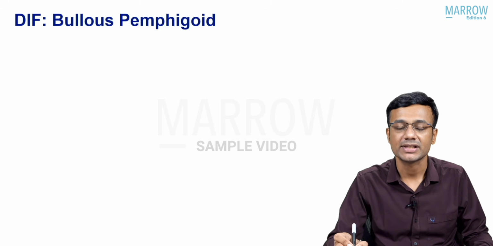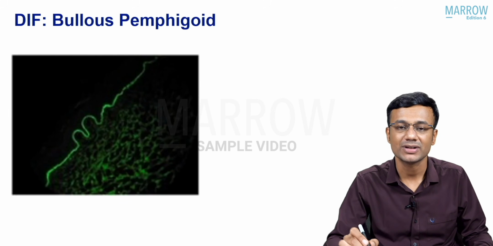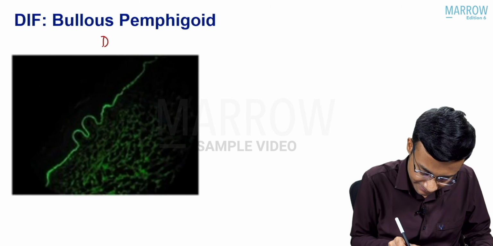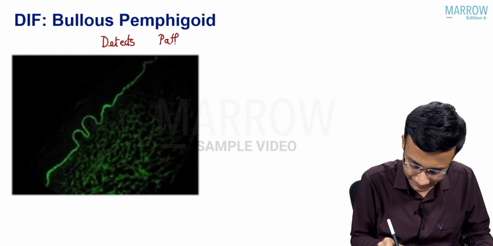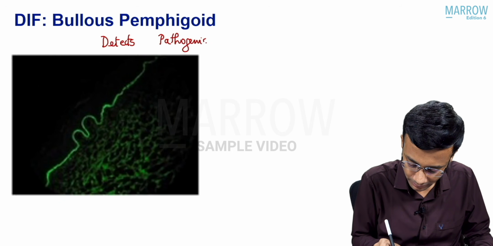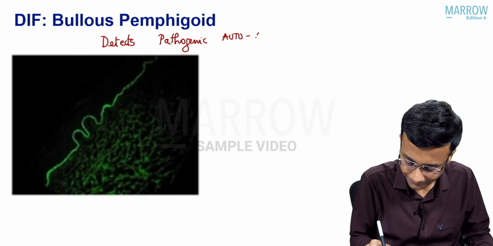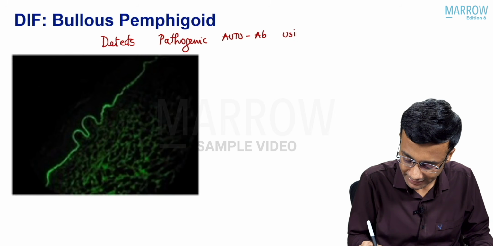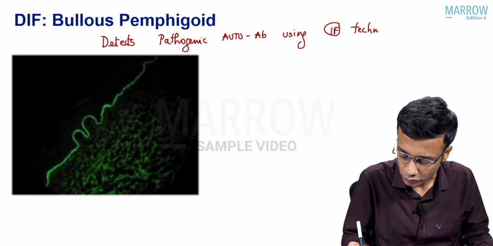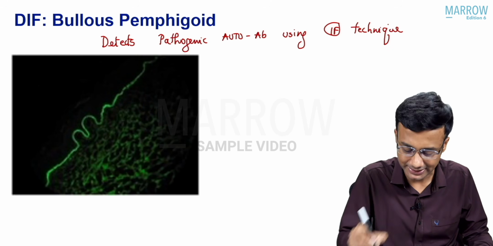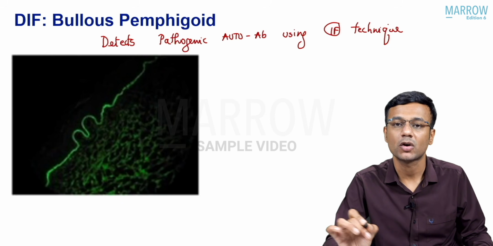On direct immunofluorescence, what is the finding? Direct immunofluorescence is a test which detects the pathogenic autoantibody using the immunofluorescence technique.